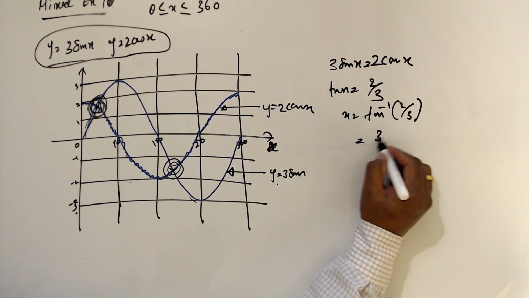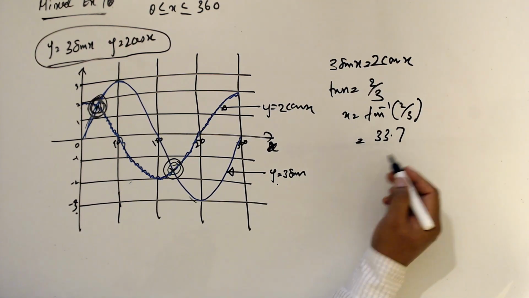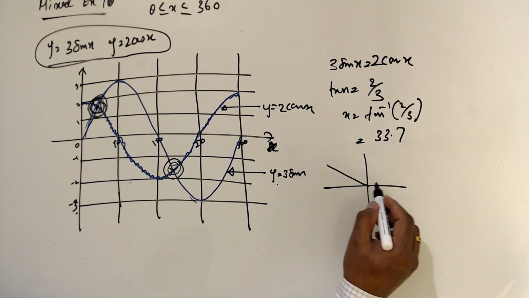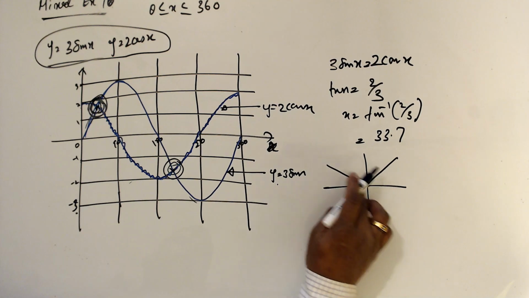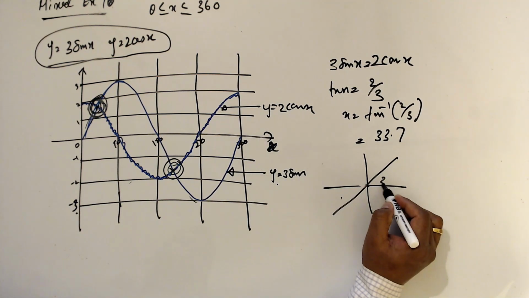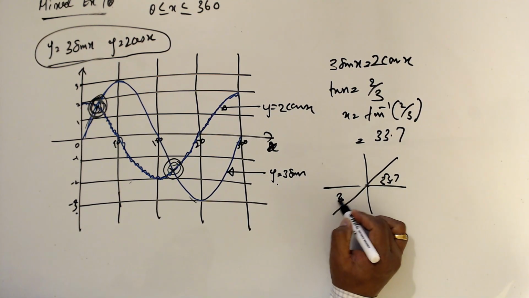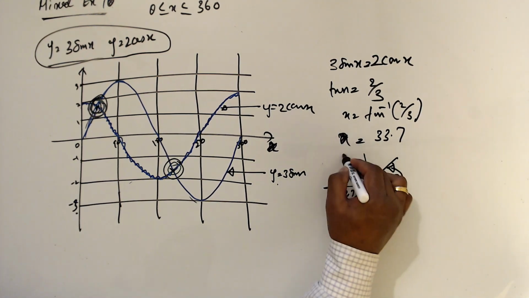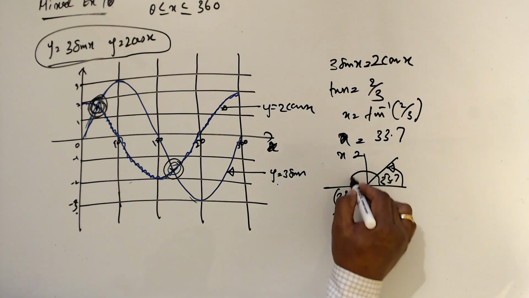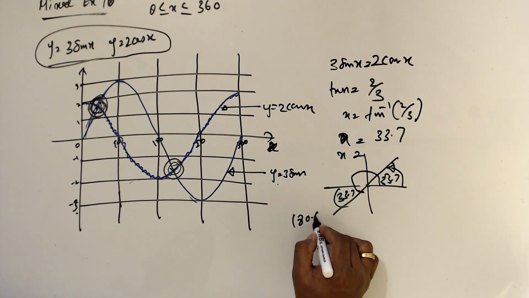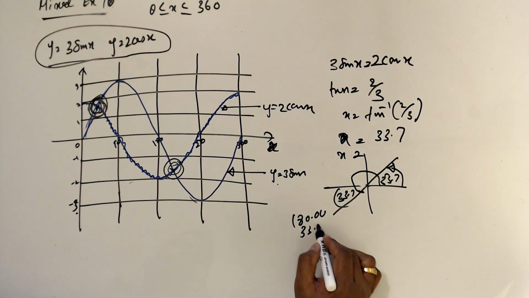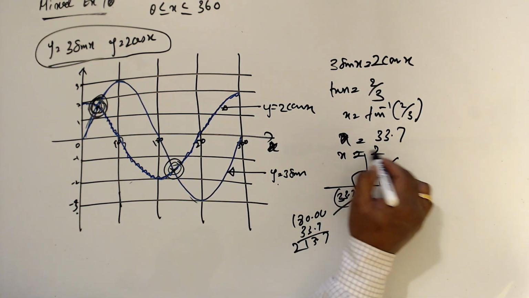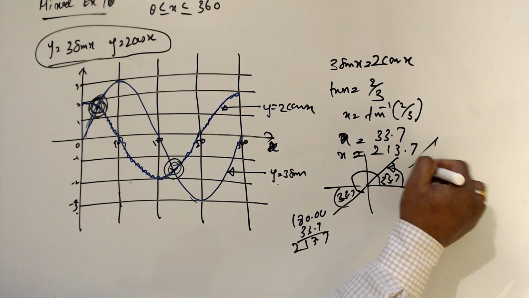Which is 33.7. So tan is positive in the first and the third quadrants. So this is 33.7, this is 33.7. So one is this one. The other one is this, 180 plus 33.7, 213.7.